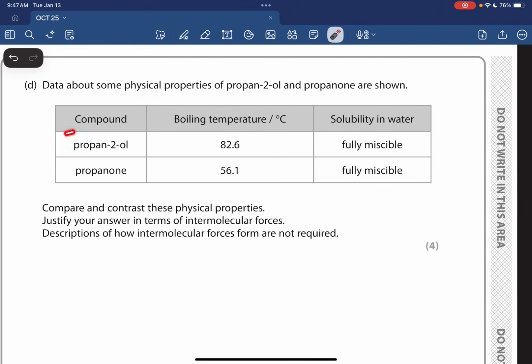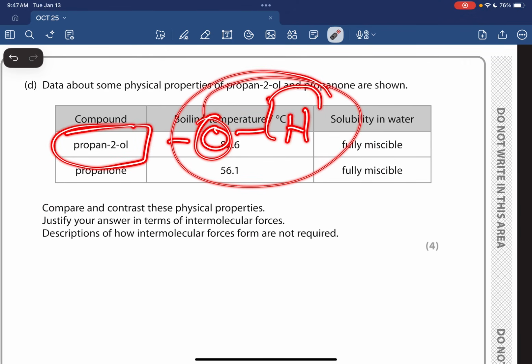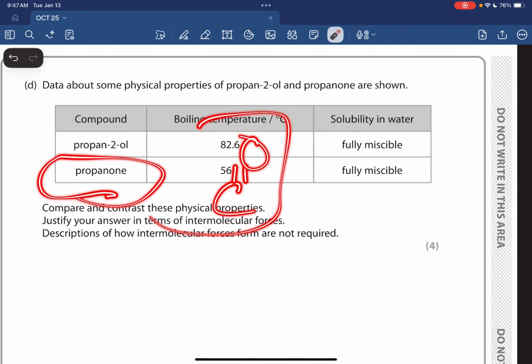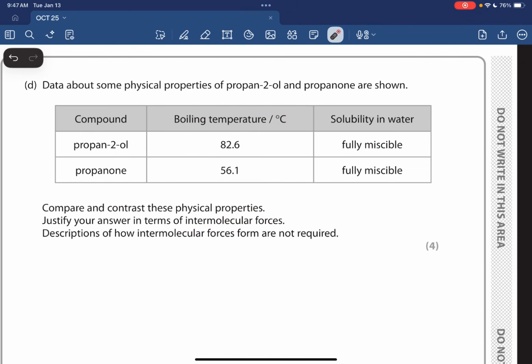Why? Because propan-2-ol has an OH group, right? Oxygen attached to hydrogen, which means that it could form hydrogen bonds between the molecules. And hydrogen bonds are one of the strongest intermolecular forces of attraction. Propan-1-one, it does not have this, right? So it cannot form hydrogen bonds between the molecules. It can only form London dispersion forces and permanent dipole-dipole interaction.